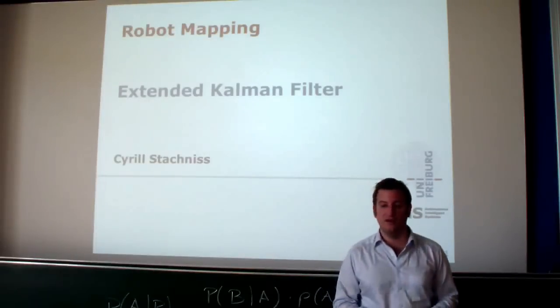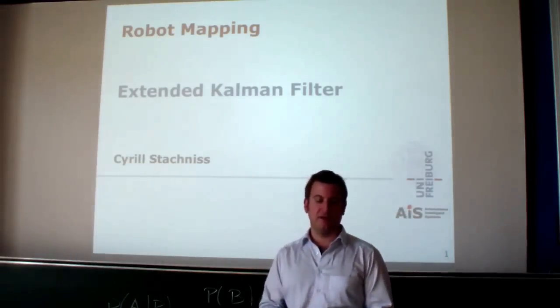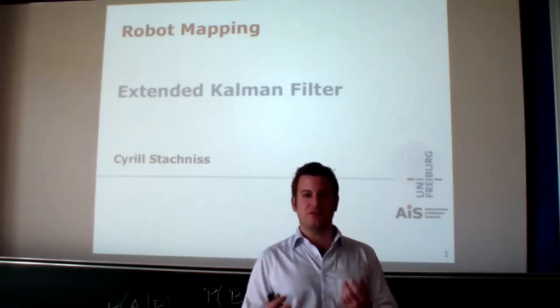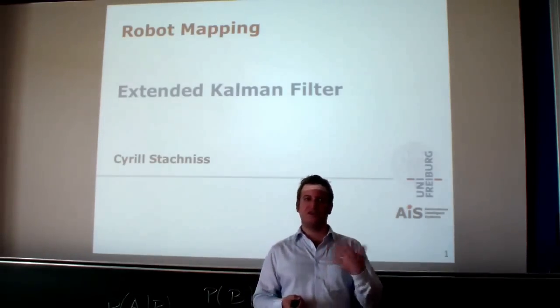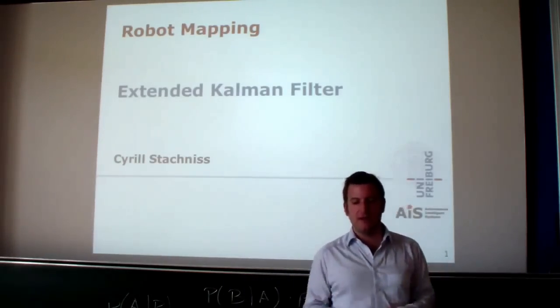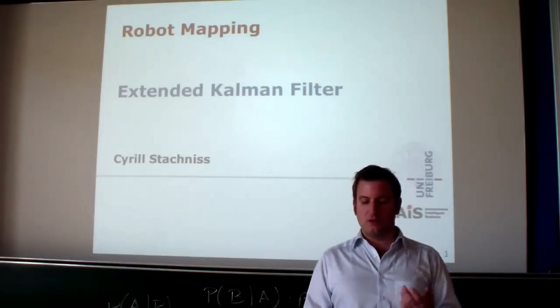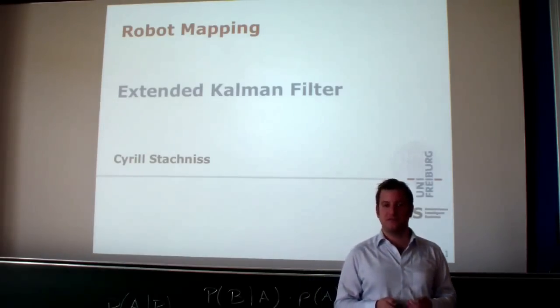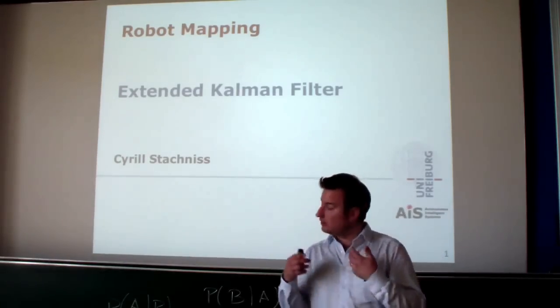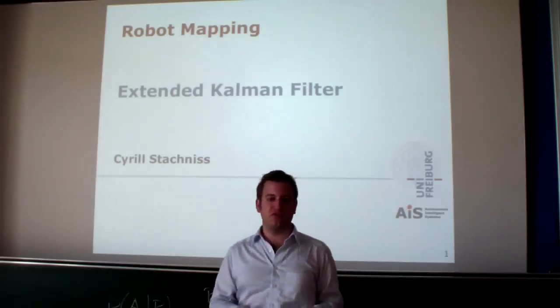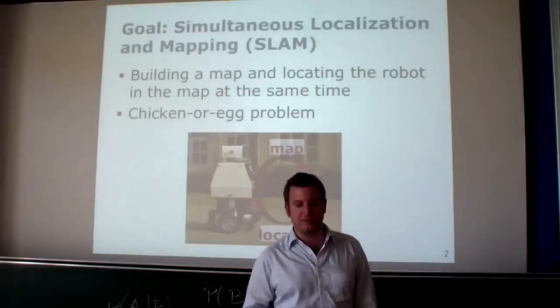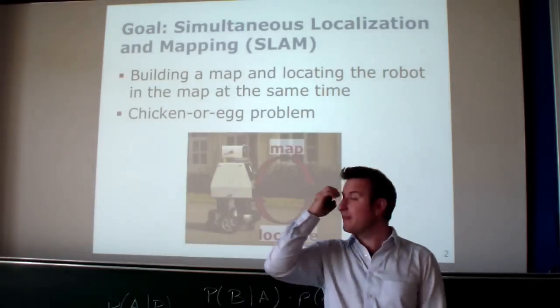Directly to the next part, which is the Kalman filter and extended Kalman filter. The extended Kalman filter, or the Kalman filter, is one realization of the Bayes filter, and was one of the first ones which was successfully used also in the context of the simultaneous localization and mapping problem.